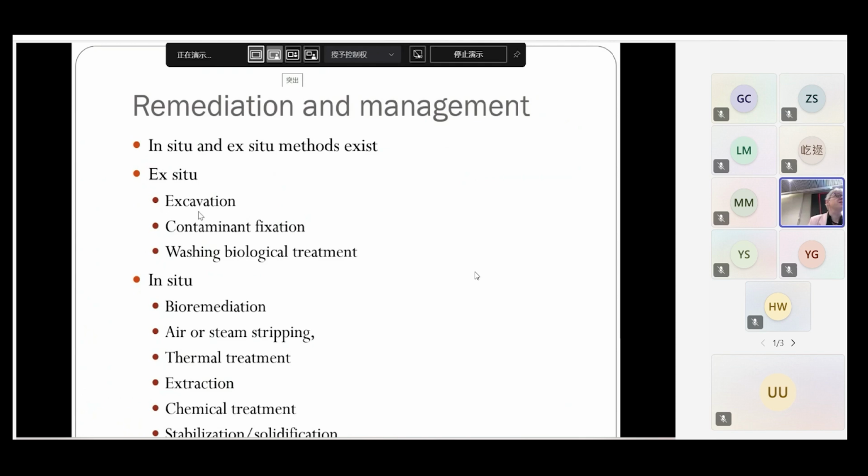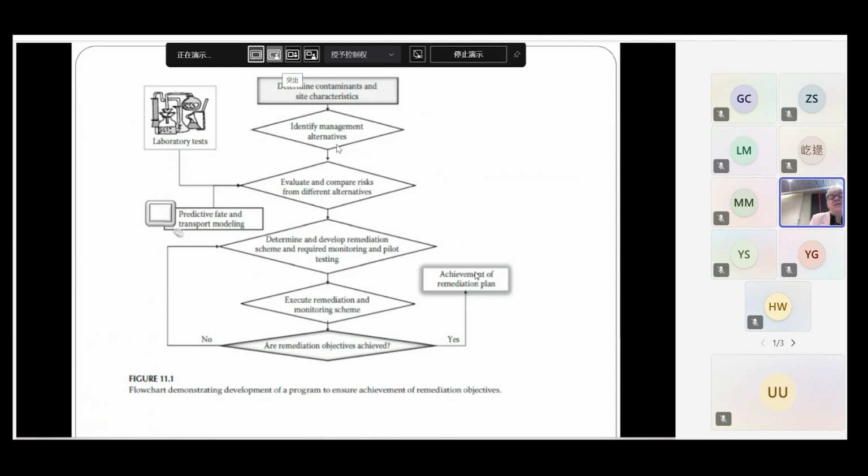So with these ex situ techniques, the excavation is always the first part. Then you can do soil wash, solidification, or biological treatment. The in situ bioremediation, air stripping, thermal treatment, extractions, chemical treatments, solidification, and stabilization are all some of the common techniques that are used. Which method depends a lot on the contaminant that you want to treat.